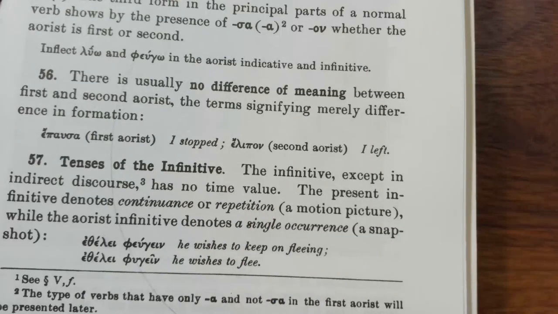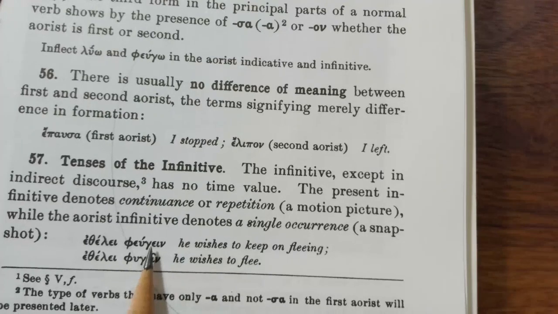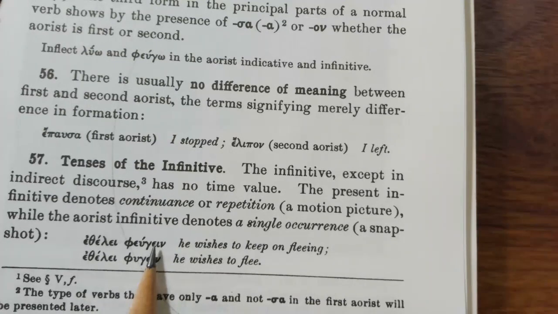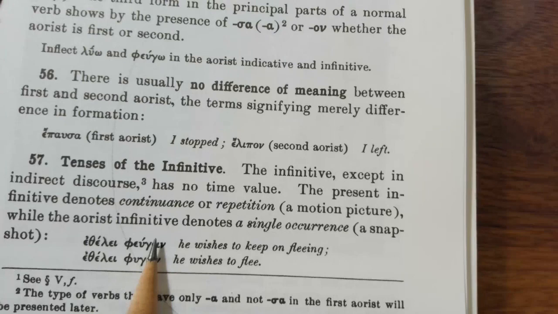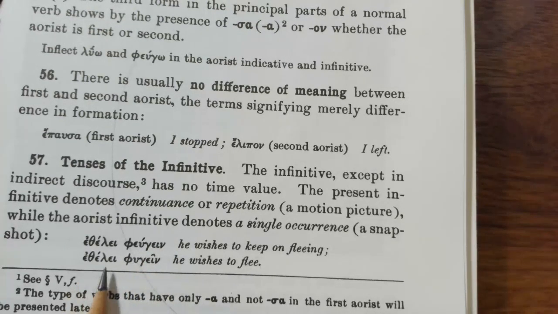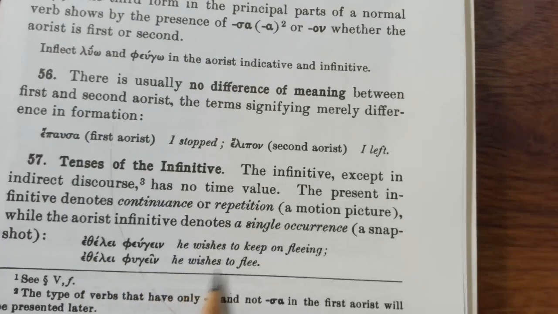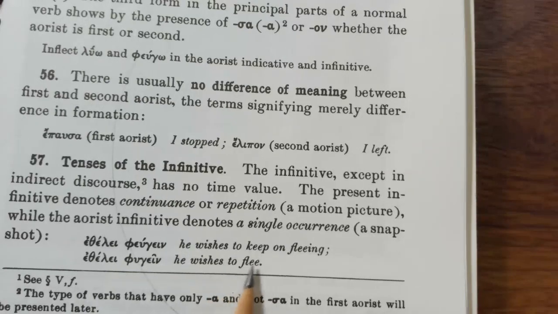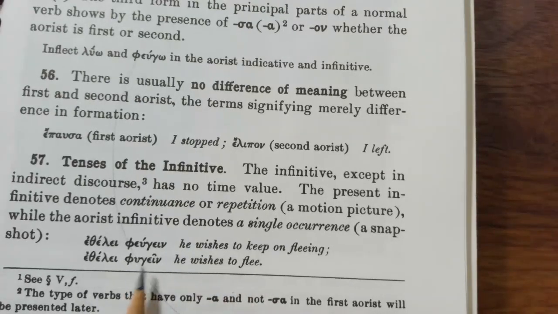Okay. All right. So again, we have some indirect discourses here. Ethele, he wishes. All right. This is the present tense. To keep on fleeing. Okay. Remember I talked about how the aorist can happen in the present, but immediately stops and does not continue with the present. So the second it happens, it's already in the past, right? Except here in the infinitive. Ethele fugain. So he wishes to flee. Okay. So there's really no time value here, where you have the aorist here.